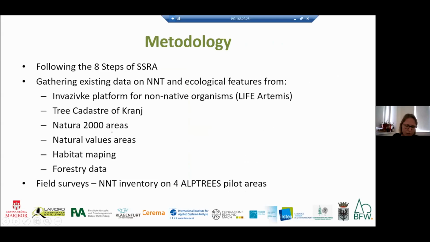For the methodology, Anya already explained the 8 steps we are following. Additionally, we gathered our existing data on non-native trees and ecological features from the Slovenian platform for non-native organisms called Invazivke, which was presented by Martin in the presentation in the morning. It's from Live Artemis. We also used the tree cadastre of the city of Kranj. We used different ecological features and also forestry data, and we did field surveys in all 4 ALPTREES pilot areas.